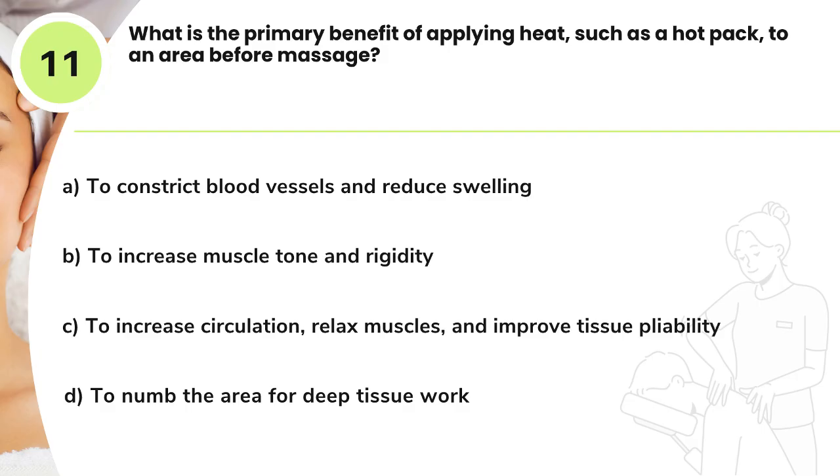Question 11. What is the primary benefit of applying heat, such as a hot pack, to an area before massage? A. To constrict blood vessels and reduce swelling. B. To increase muscle tone and rigidity. C. To increase circulation, relax muscles, and improve tissue pliability. D. To numb the area for deep tissue work.